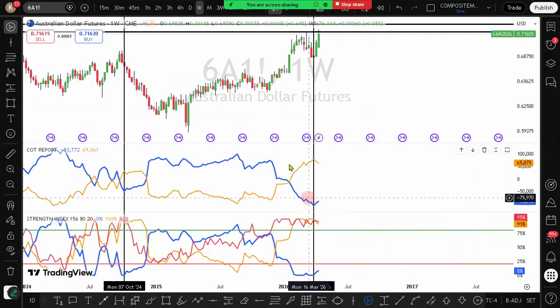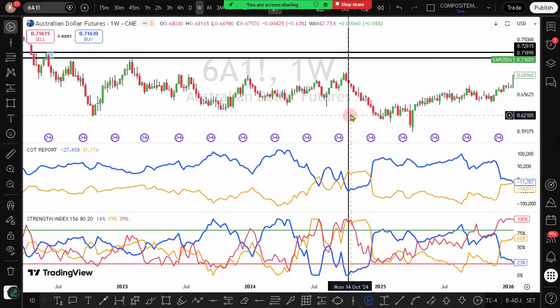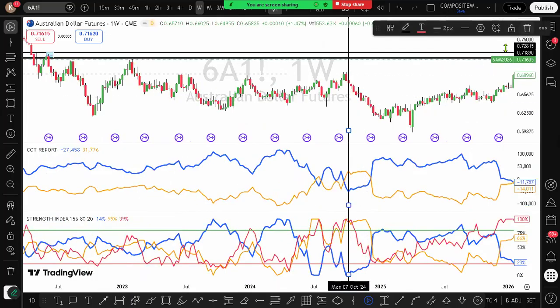So in this case, we just refine this. We can see the AUD is weakening. The Australian dollar is falling. Commercials are extremely bearish. Fund managers and retailers extremely bullish. They are all crowded long. So this one gives us what? A bearish bias on the AUD. All right, a bearish bias on the AUD.